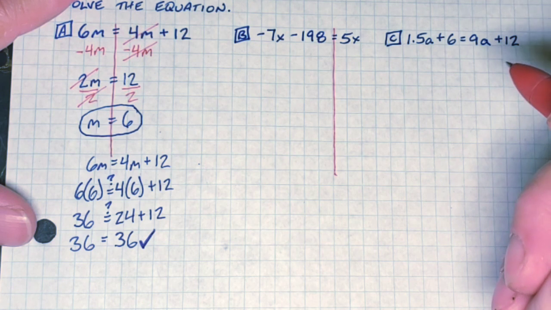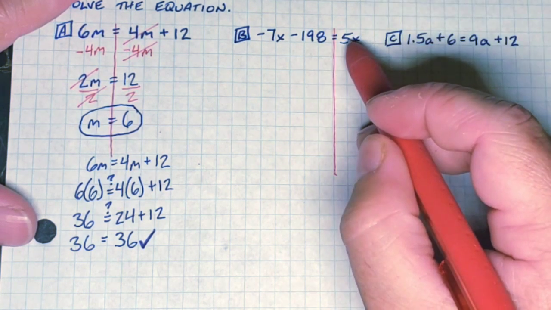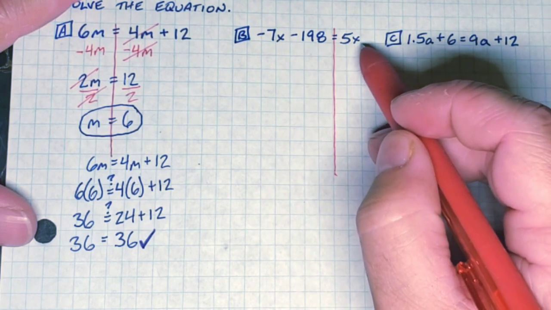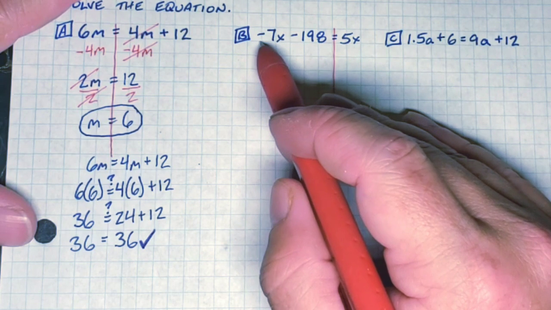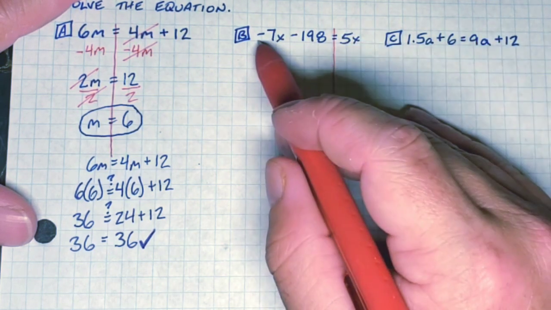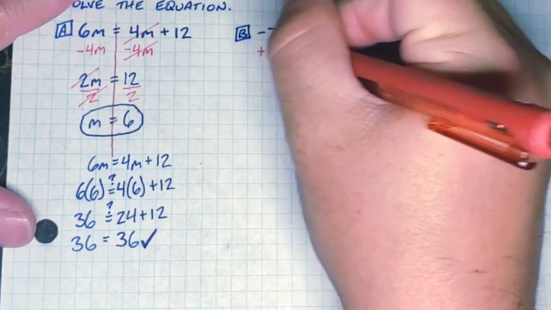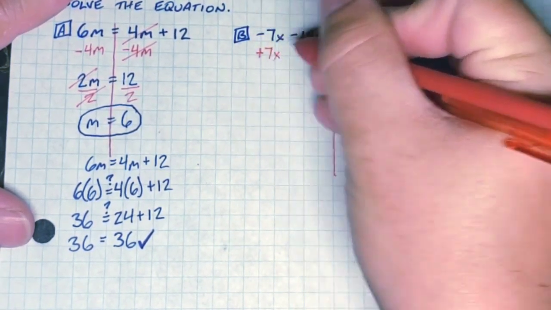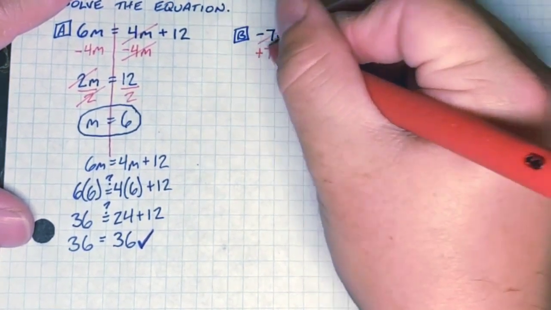Letter B, negative 7x minus 198 equals 5x. Again, there's variables on both sides. All right, so pick the one with the least coefficient. Negative 7 is less than 5. So let's get rid of this negative 7x. All right, to get rid of the whole thing, we need to add 7x. And we do that to both sides.